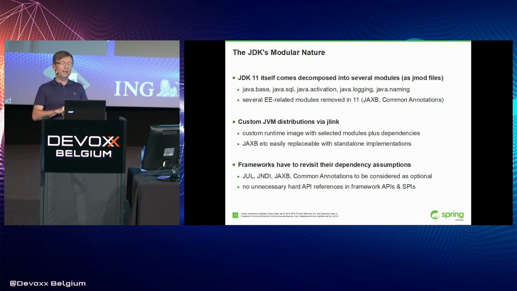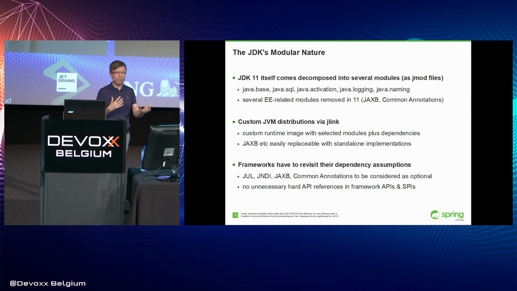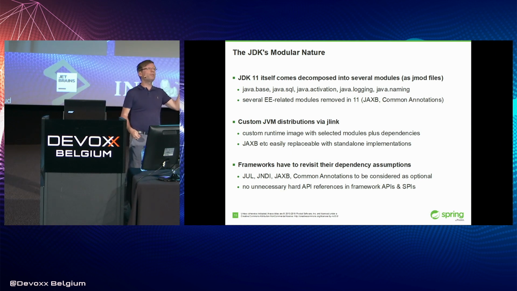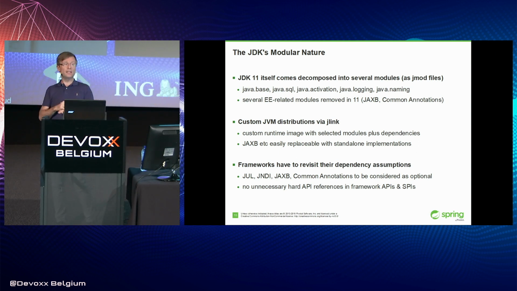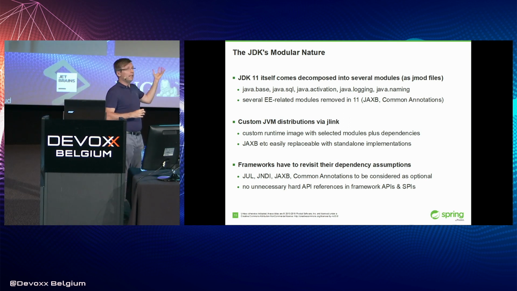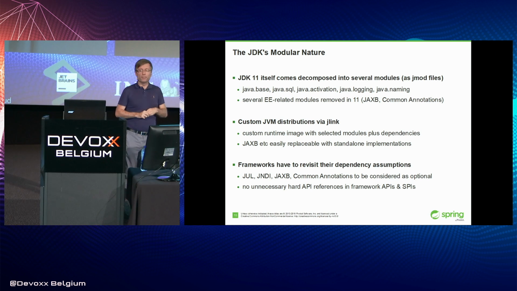From a framework perspective, we have to revisit our assumptions. Basically, what is reliably present in a particular Java runtime environment? We used to expect javax.annotation or JAXB or all of those things, JNDI, java.util.logging. We expected those to always be present, at least since JDK 1.4 and then since JDK 6 for javax.annotation and JAXB. So that's not the case anymore.